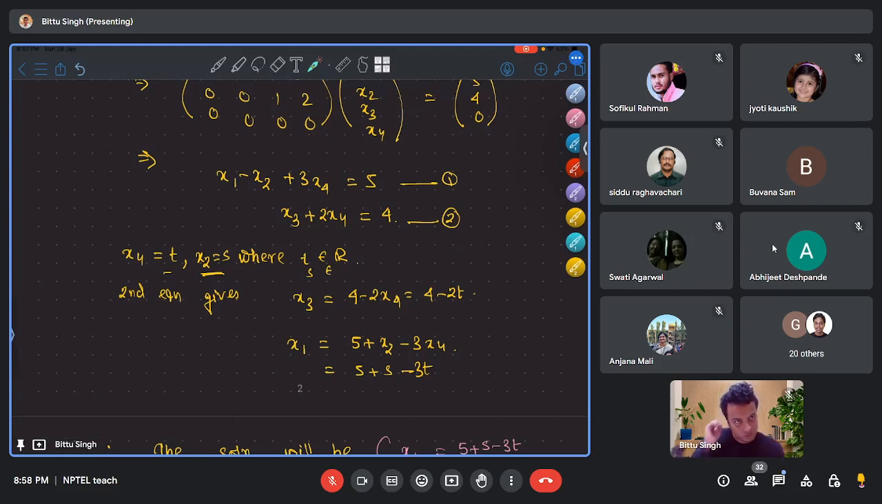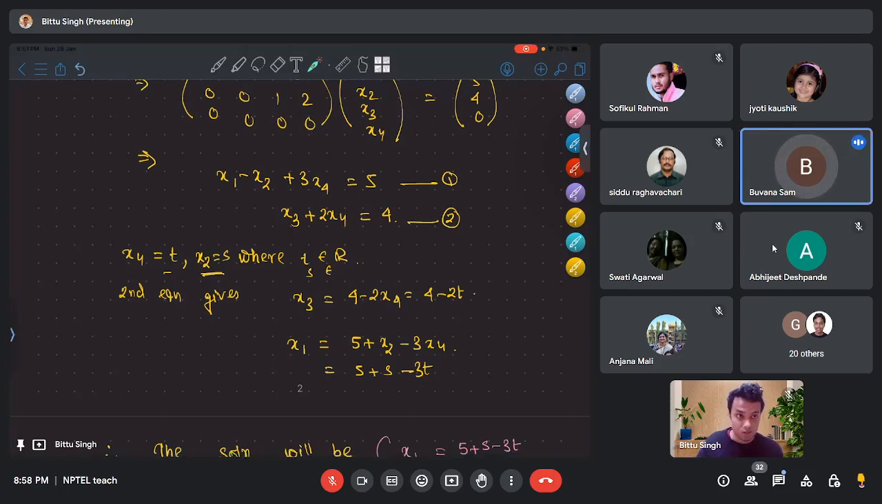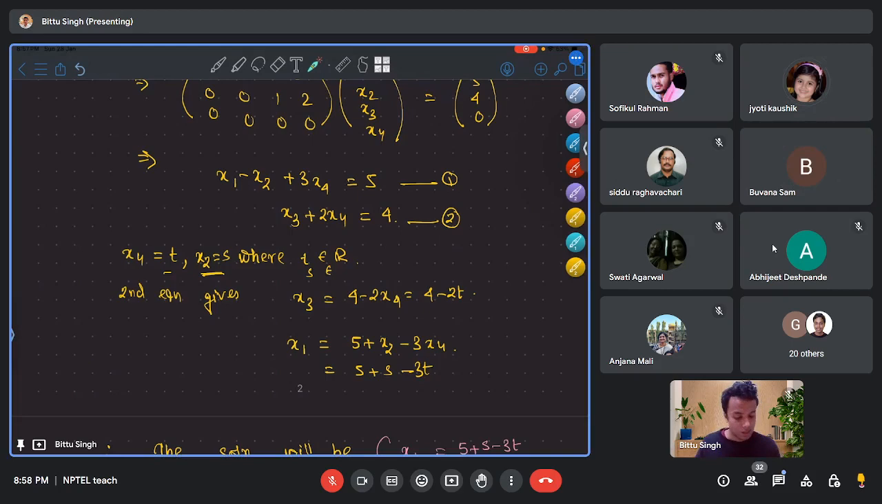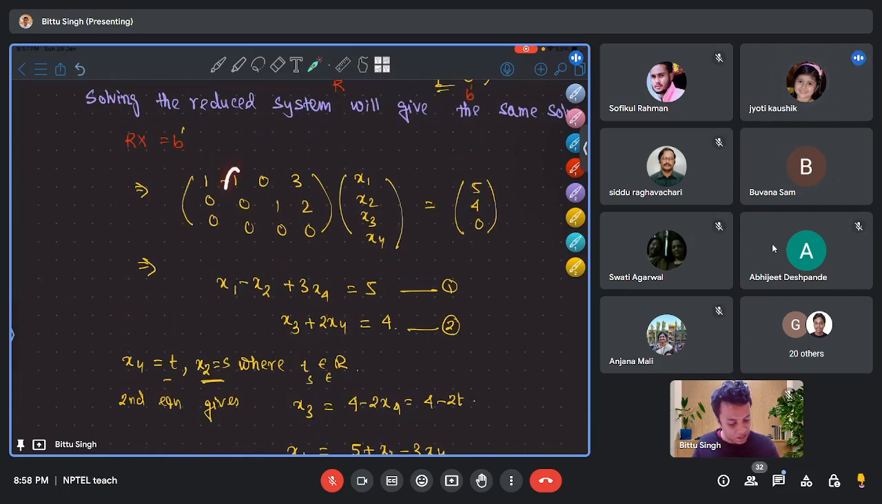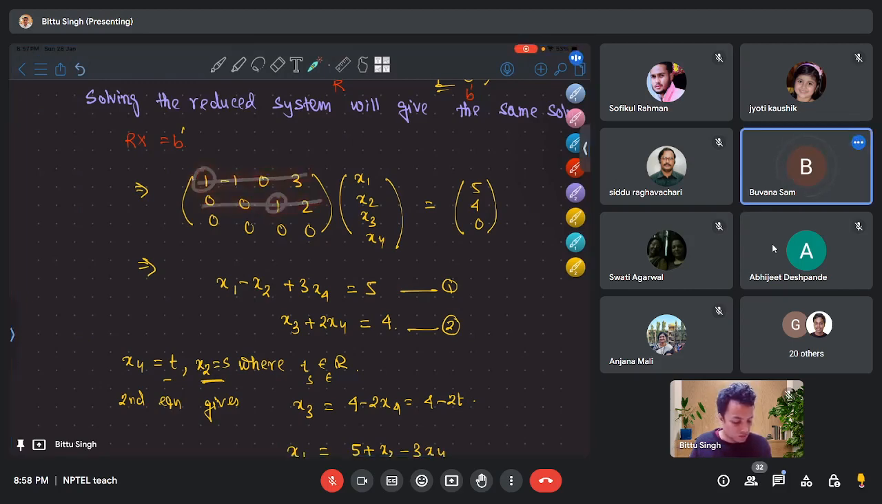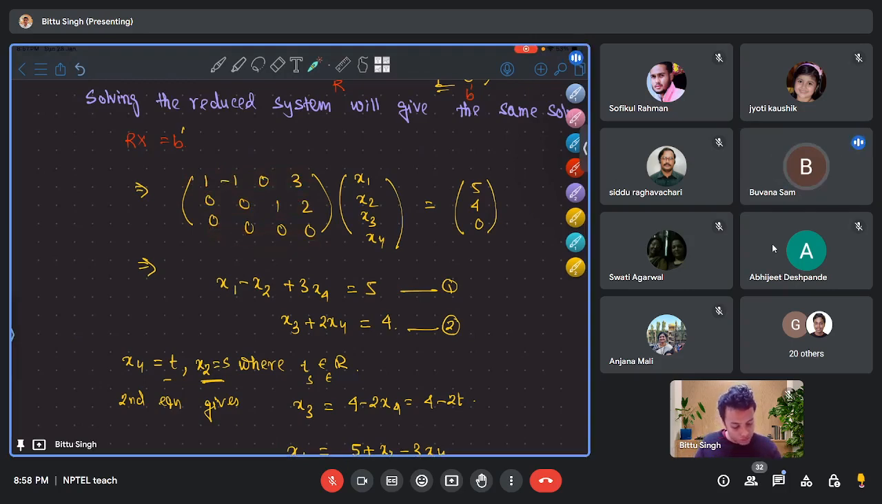I think now it is clear. Yes, sir. But your audio is breaking, sir. That's why I couldn't get you. Sorry. I am saying that the second and fourth columns do not contain any leading term. This row contains leading term 1, this row contains leading term 1, and this row has no leading term. Note that these leading ones are in the first and third columns. Therefore, the second and fourth columns are free. You can choose anything here.